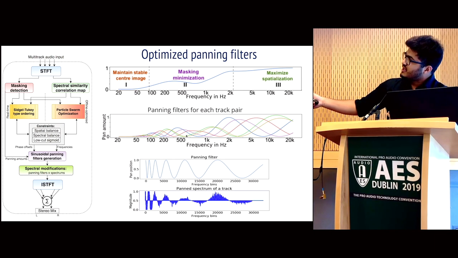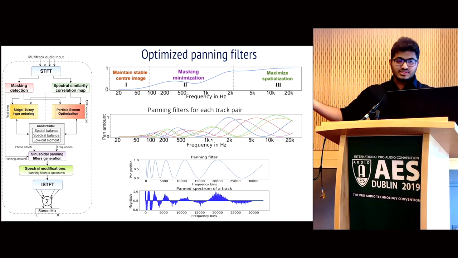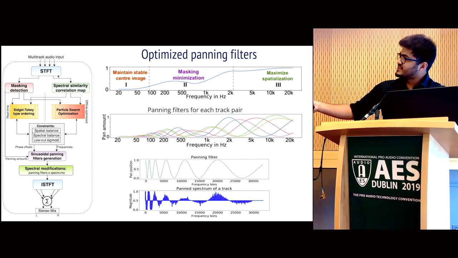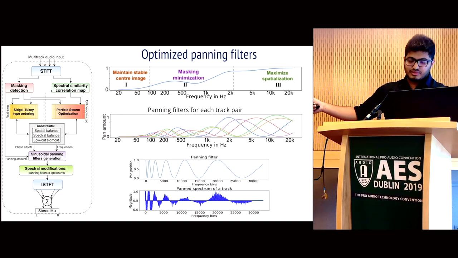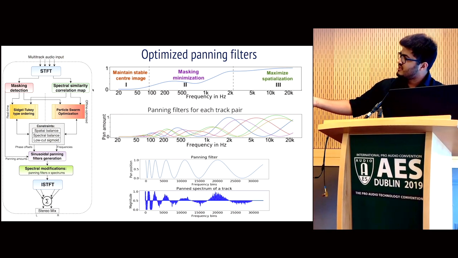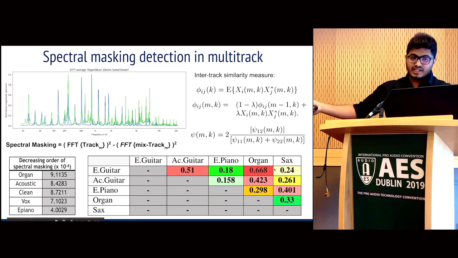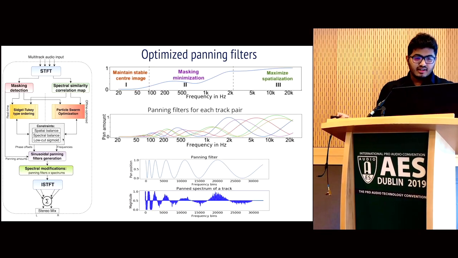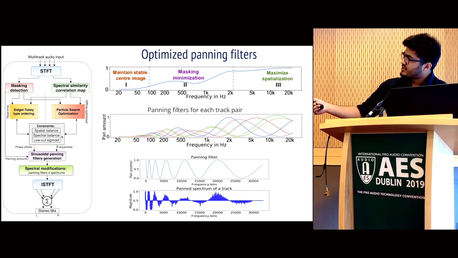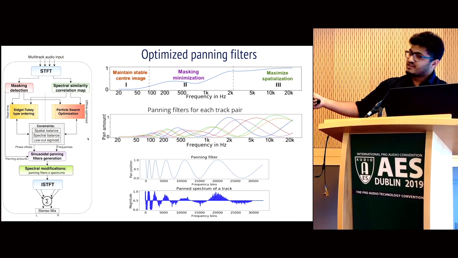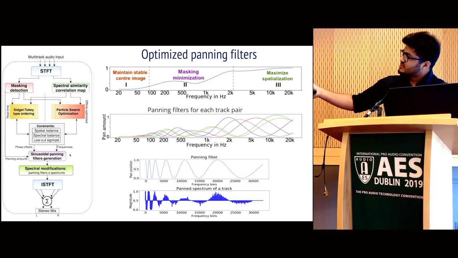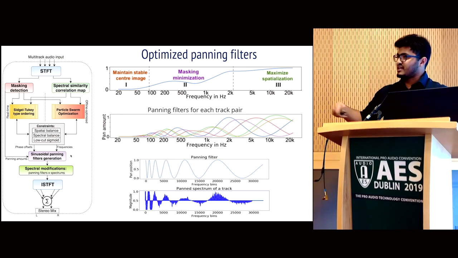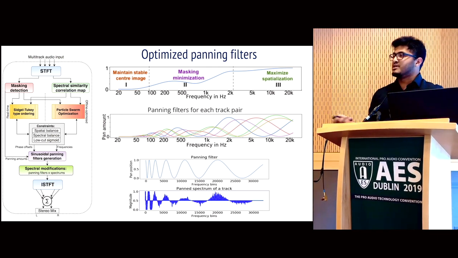And so going to the block diagram, first I perform short-time Fourier transform. I check for masking, so masking detection, and remember the spectral similarity map that we developed. So based on this, I apply my particle swarm optimization, and the constraints are spatial balance, spectral balance, and no panning in the low frequencies. And then finally, I apply each of these spectral modifications to each of the tracks, and then I perform inverse Fourier transform and add all of them up.